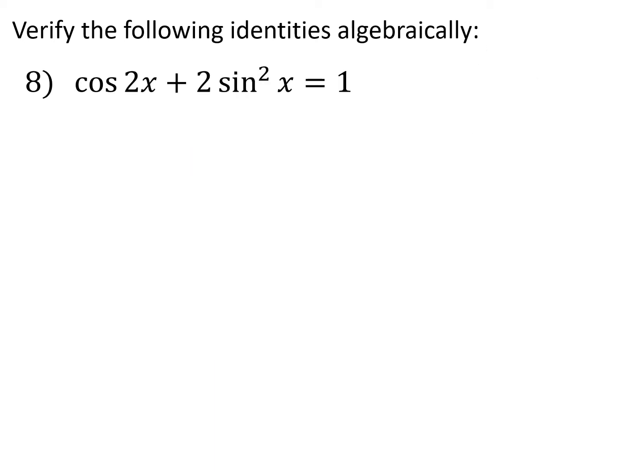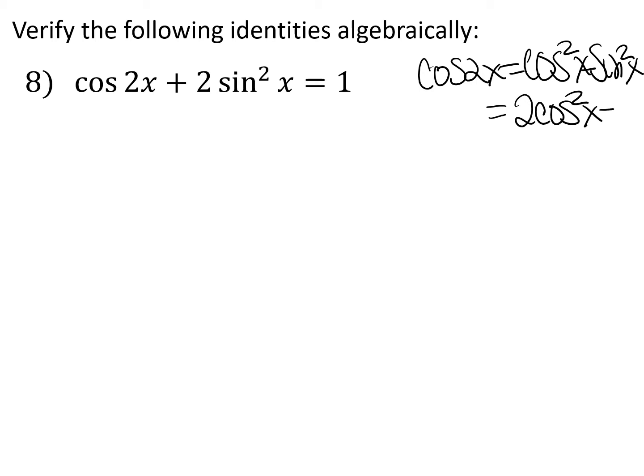Next one here, it's another verify the identity. I can see that I want to get rid of all of that and just end up with a 1. There's definitely no double angle on the other side, so I want to get rid of the double angle. There are several identities for the double angle for cosine. There's cosine 2x equals cosine squared x minus sine squared x. There's one that says 2 cosine squared x minus 1. And there's another one that's 1 minus 2 sine squared x.